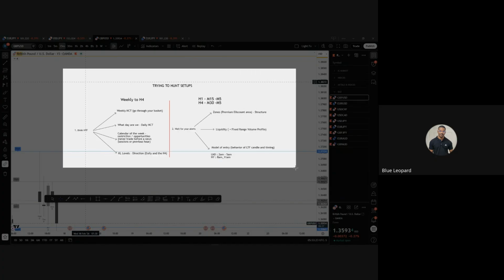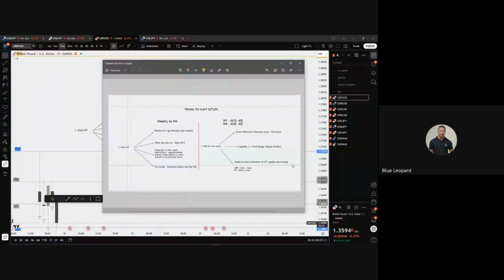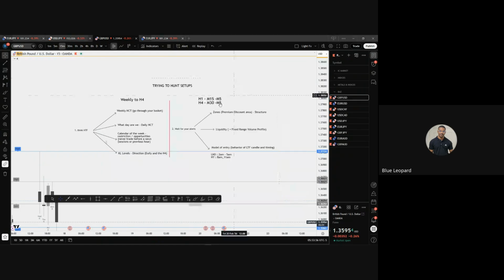Okay, grab this. This is the process. You think higher time frame, and then we wait for your alerts. And when your alerts arrive, this is what you have. Okay, I will save this. Okay, and process. Boom. I saved it.